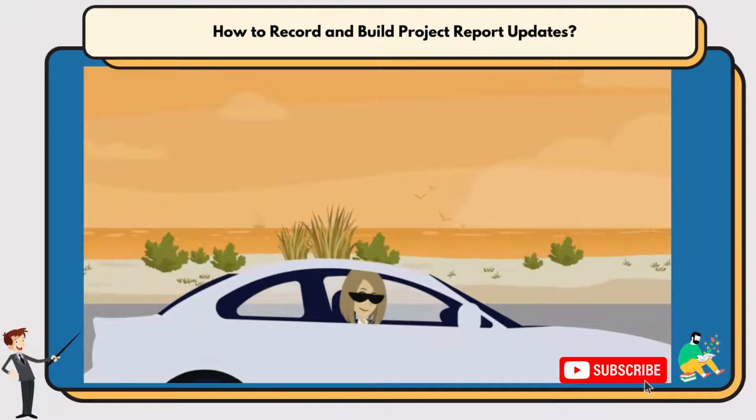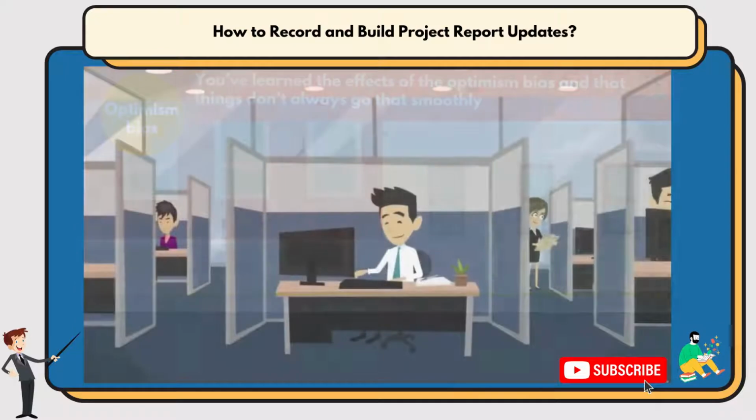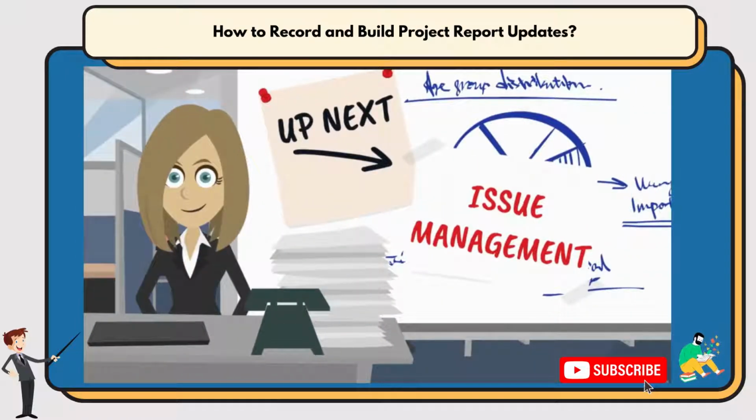Well, it seems you've learned the effects of the optimism bias and that things don't always go that smoothly. Well done. What if your actuals deviate massively from the plan? What will you do? Join us next lesson where we'll show you some methods on how to deal with issues during execution. Thanks for watching.